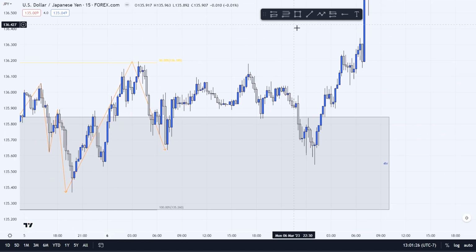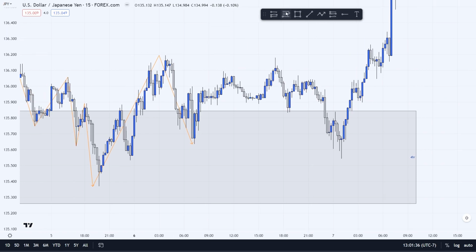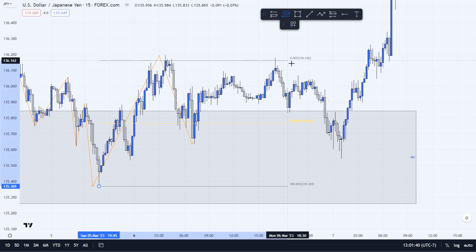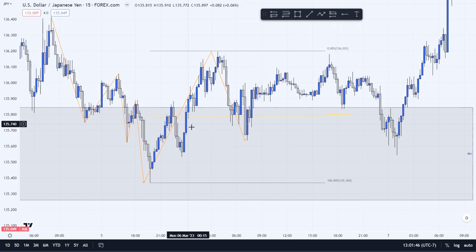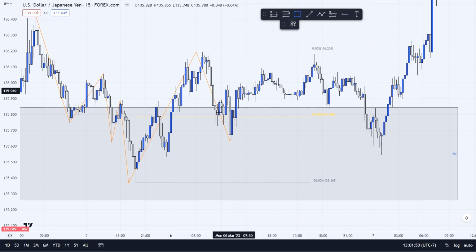One thing that I don't usually show is I use the Fibonacci for my entries as well. So, you know, this is my low, this is my high. I will put my Fibonacci on, and I will only look for my zones below the 50% mark. So anything below this 50% is valid. So I'm gonna use my zone.